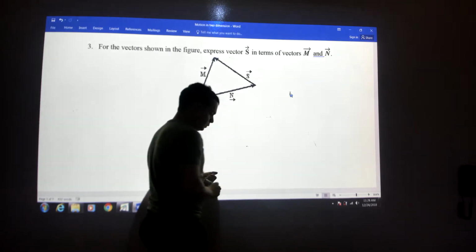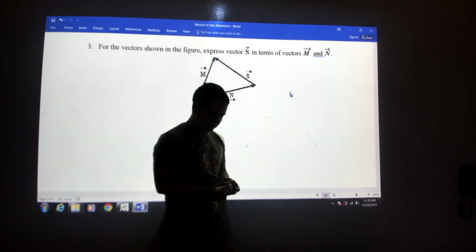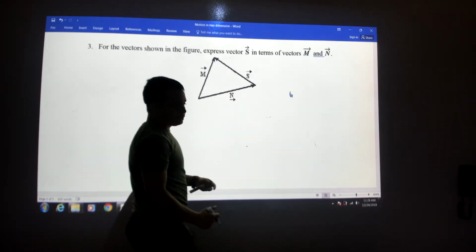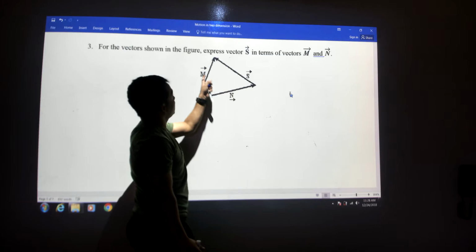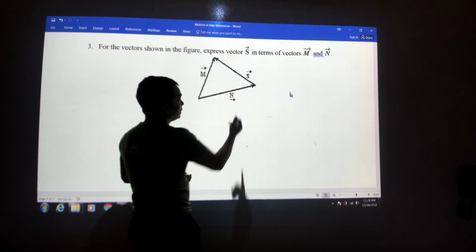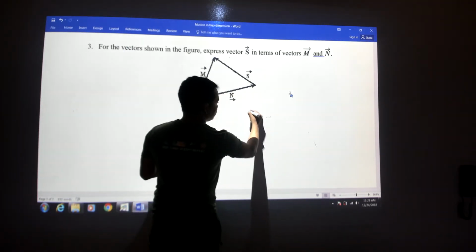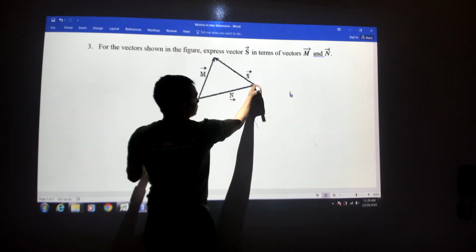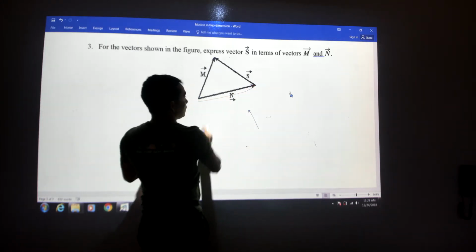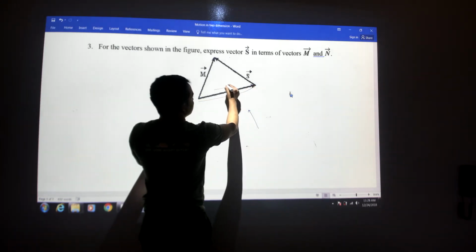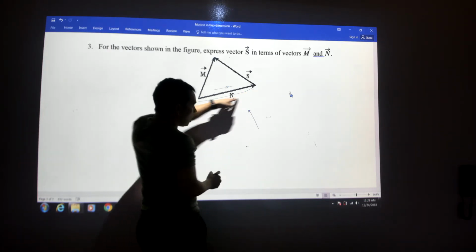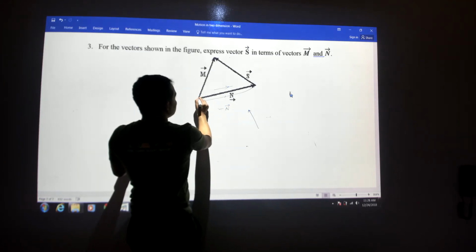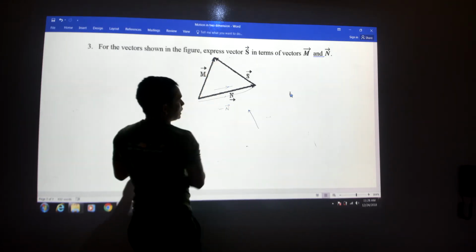So in this problem, you just have to do the vector addition. So this is a pretty straightforward problem. This is S vector. So if you need to find out the S vector in terms of M vector and N vector, how do you do that? So you see, this is S vector. Then you always start from the tail. So you start from the tail and move along this direction. And the N vector is along this direction. And if you're going opposite, then this will be the negative N vector.